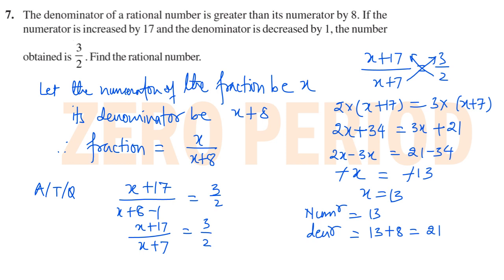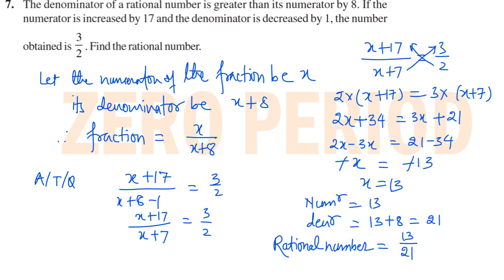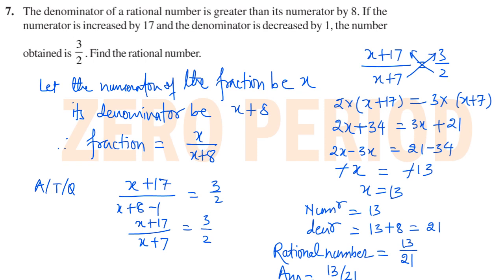Find the rational number, that is your task. So the rational number is 13 at the numerator place and 21 at the denominator place. So finally you got the answer of this question, and the answer is 13 upon 21. So this is the last question.